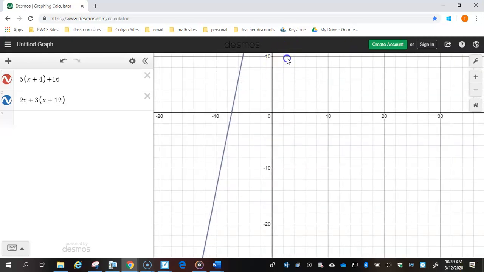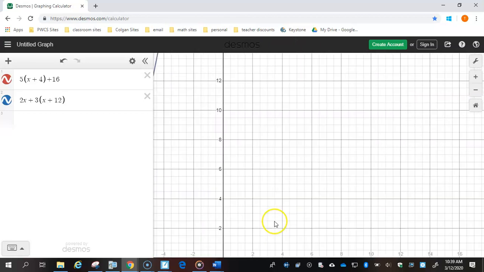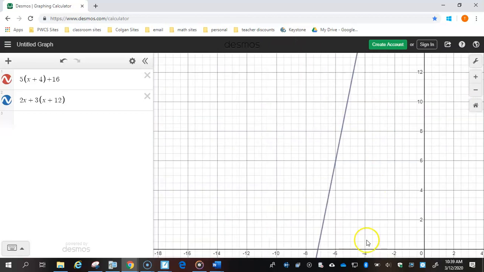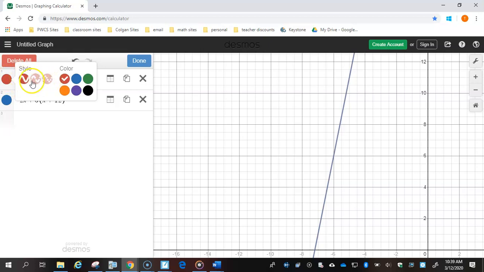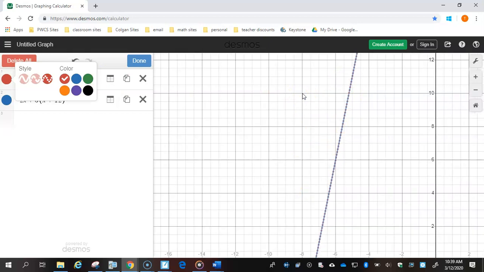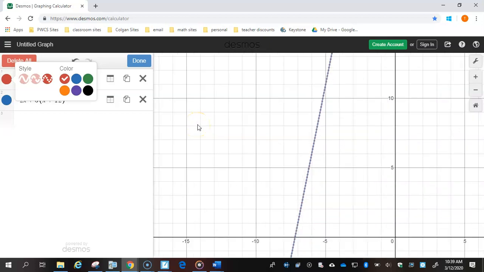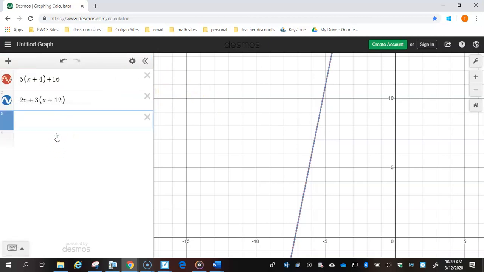So to see that on Desmos, hold on 1 second. Go into your gear, go into the color, whichever one, it doesn't matter, and change the type of line. So I can make this a dotted line, and you see that they lie on top of one another, so that means it's infinitely many. So I'm going to do that just to show you what it looks like.